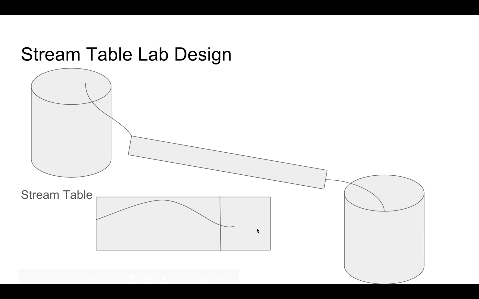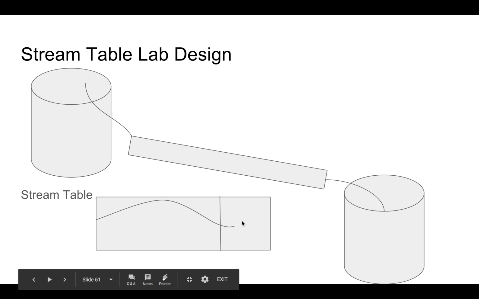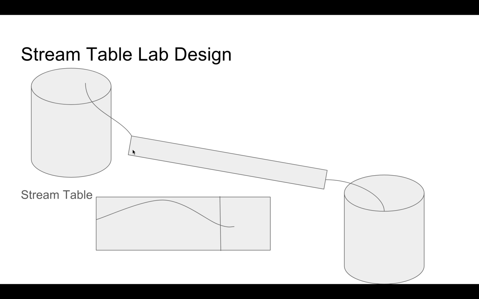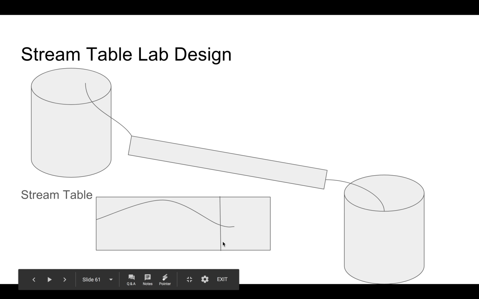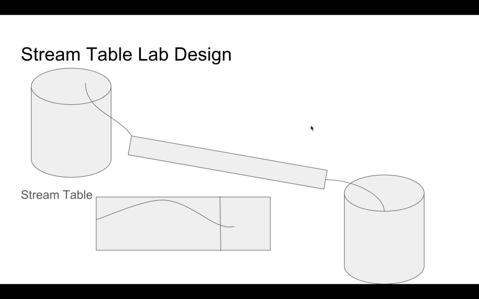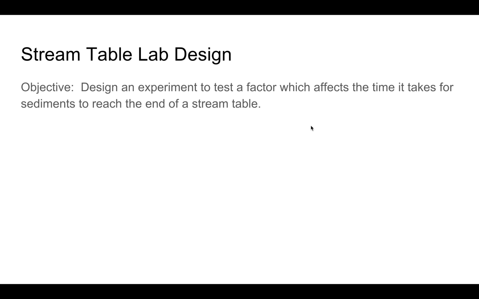Right here is a stream table from above. Notice that the river has one meander, and this line is where this would be the top of the stream table, and this would be the bottom of the stream table, and this here would be an area where there's not sand, and this area would have sand in it. I just quickly made that yesterday.